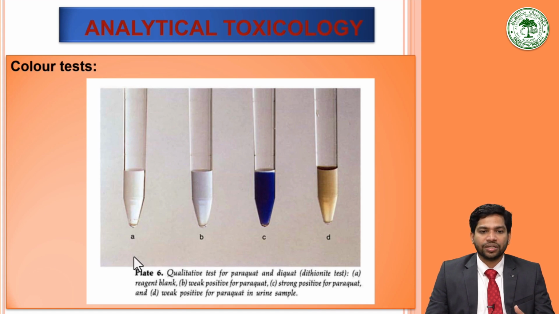As may be seen in the picture, this is a blank urine sample. Then this is the positive test sample that gives a slightly bluish hue, indicative of a paraquat compound. Then this is the strong positive for paraquat, the test containing paraquat as a chemical. Then this is the slightly yellowish color, so this is for the diquat compound. If the color fades on continued agitation in air, paraquat or diquat is confirmed. The original color can be restored by adding more sodium dithionite.